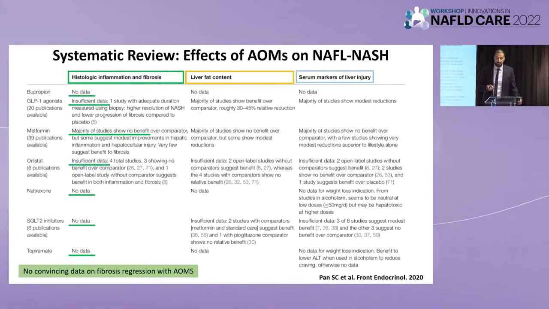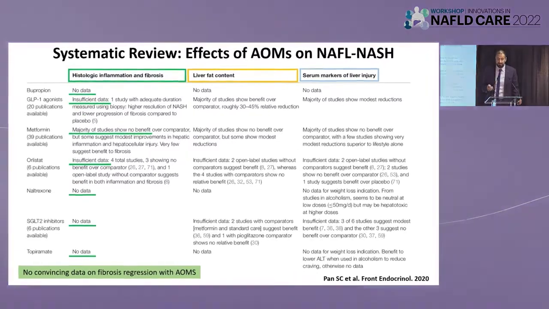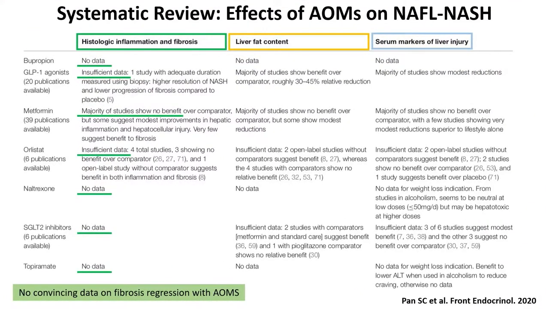In terms of the effects of anti-obesity medicines on NAFLD-NASH, this was a systematic review published in 2020, and they divided the benefits into histologic benefits, reduction in inflammation and liver fibrosis, then reduction in liver fat, and then improvement in serum biomarkers like ALT and AST. If we focus on the histologic benefits, you can see that there is limited data with all of these medications, and many of them really have no data, including some of the newer diabetes medicines. The data is being generated now, like for SGLT2 inhibitors.